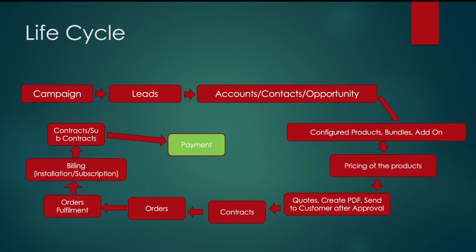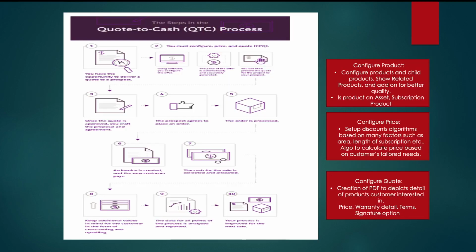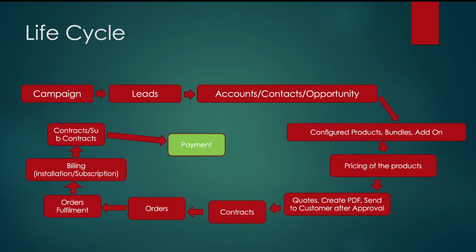Once you get the leads, then you create an account, contact, or opportunity. Then you configure the products. In CPQ, or even if you don't have CPQ, you can have a simple configuration and just configure your product simply. But if you have CPQ, then you create bundles and add-ons. Then you have different pricing of the products depending on whether the customer is also buying child products in a bundle. And then you create a quote, and then you create a contract. The contract can be created here just after quotes, or it can be created after billing also.